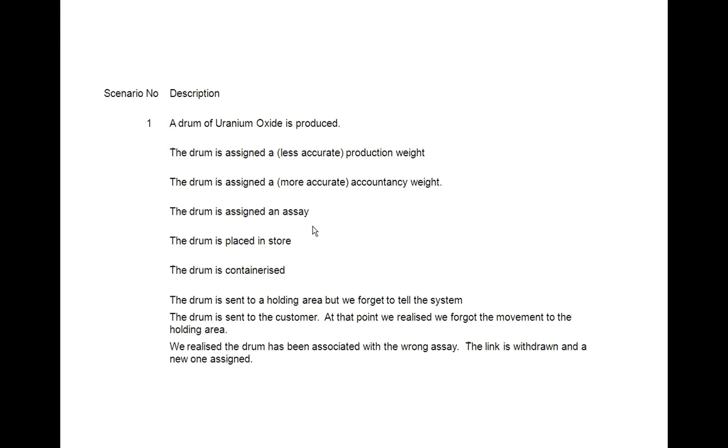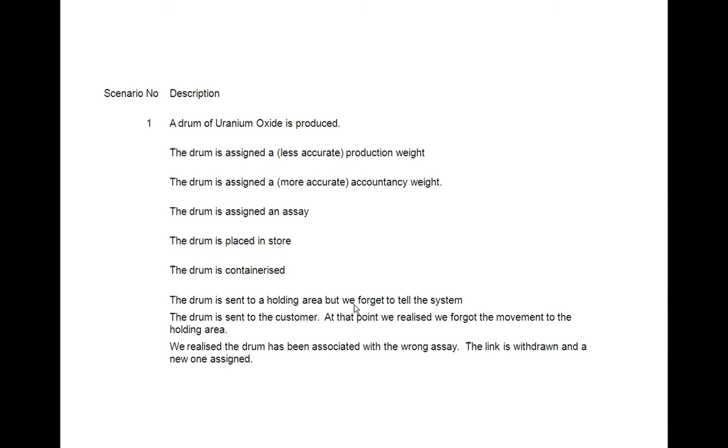The drum is sent along to a holding area, but we forget to tell the system. That's where the error occurs. The drum is sent to the customer, and at this point we realise that we forgot the movement to the holding area. We realise that the drum has been associated with the wrong assay, and a link is withdrawn and a new one is assigned.